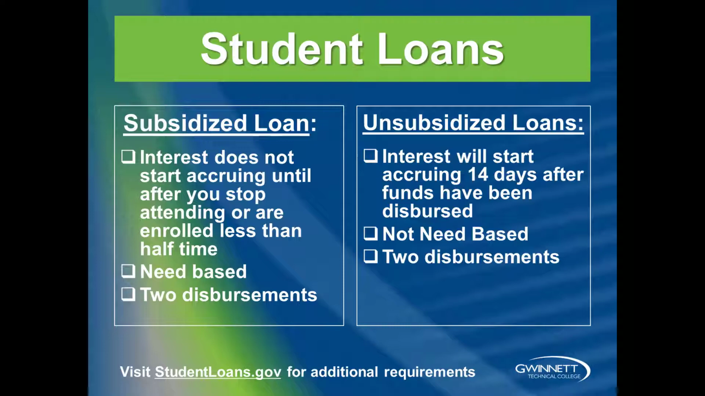If you receive student loans, the subsidized loans must be accepted prior to any unsubsidized loans. As a first-time borrower, you must complete loan entrance counseling and the master promissory note before loans can be disbursed. Student loans are paid out in 2 disbursements throughout the term.